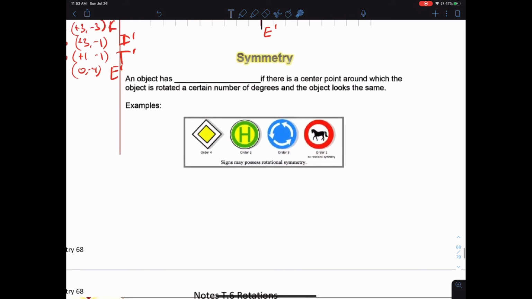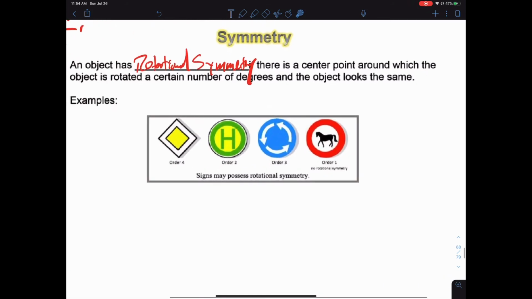An object has blank if there is a center point around which the object is rotated a certain number of degrees and the object looks the same. That's rotational symmetry. So we've discussed this before. Let's discuss it again. This has an order of 4. So the angle of rotation, the AOR, that's 90 degrees because 360 divided by 4 is 90.